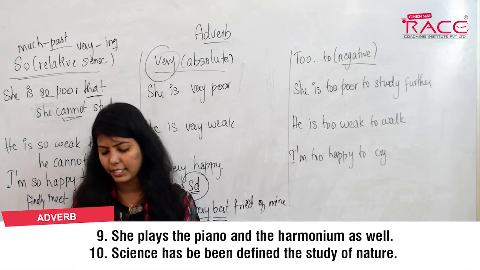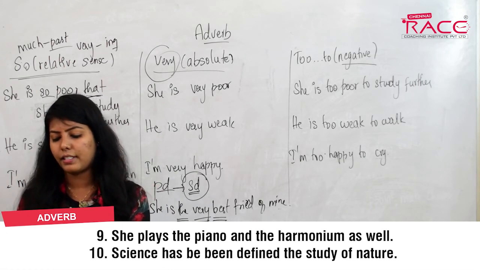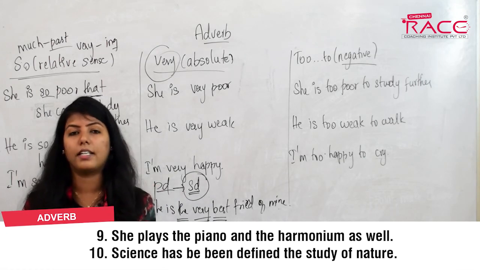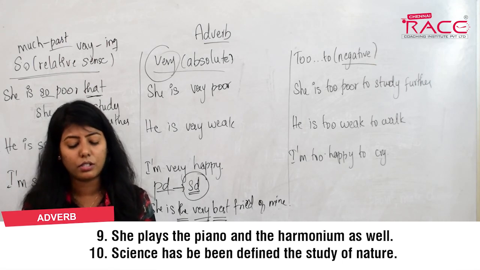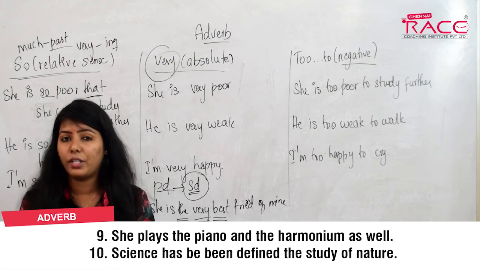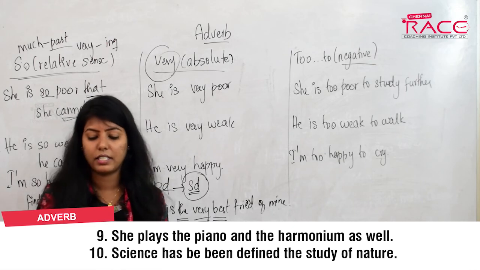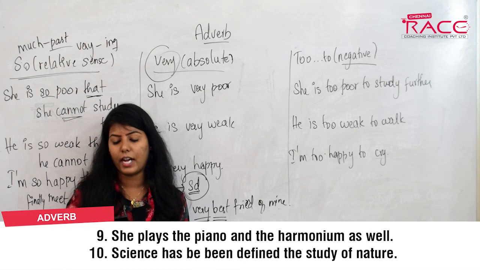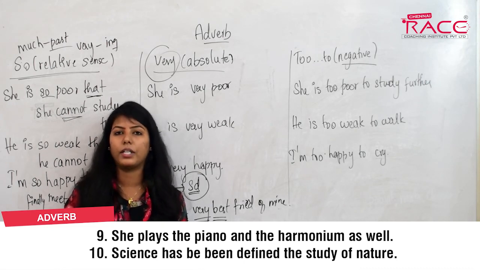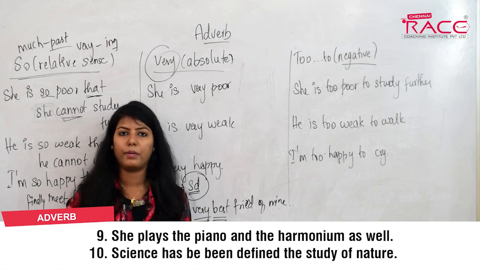So, last and final one: "Science has been defined as the study of nature." Sorry, "as" is not given in your question, I just said it out loud. Here "defined" must be followed by "as", because some verbs should be followed by "as".